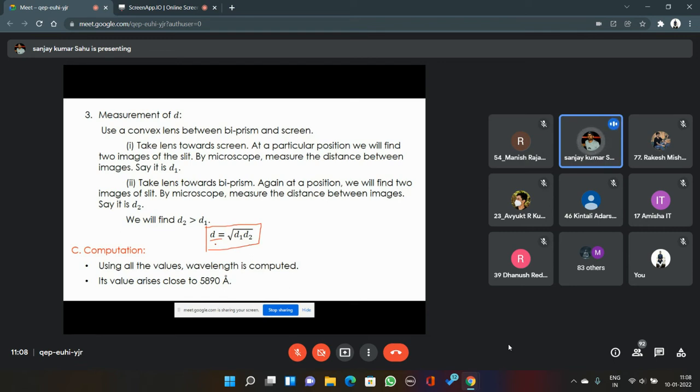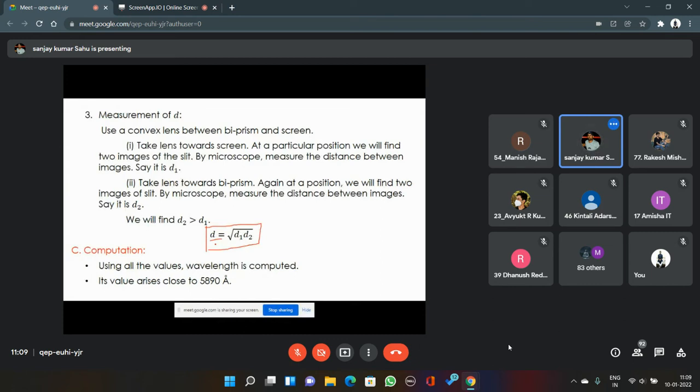So you found all these three things using this experiment: one is capital D, one is small d, and one is beta, the fringe width. Now by using these three you can find the wavelength of the unknown light source, that is sodium, in this experiment. We used to do the Newton's ring experiment and this Fresnel biprism experiment in our lab. So this is the way to find the wavelength of a light source by using the Fresnel biprism.